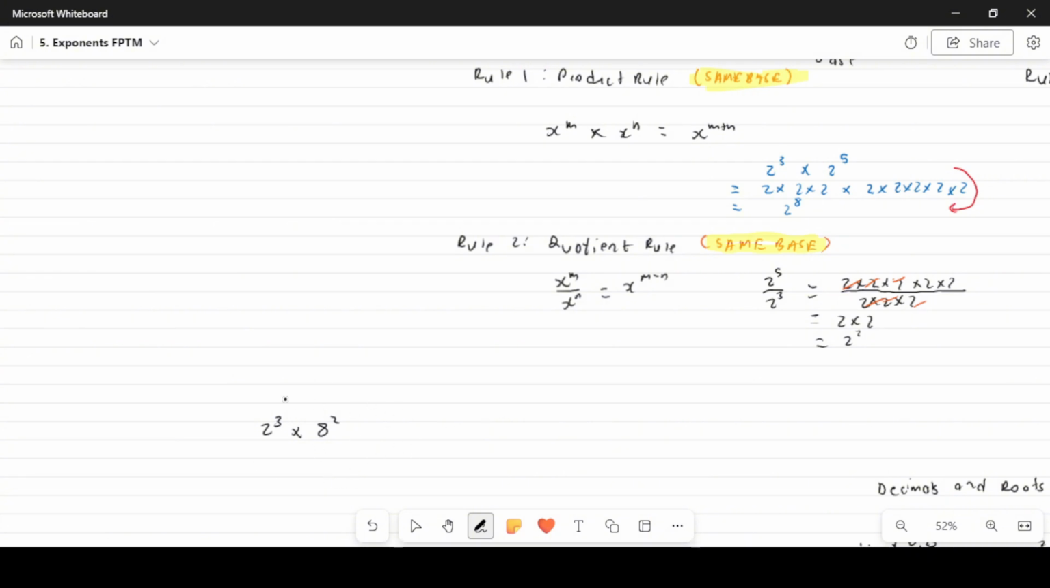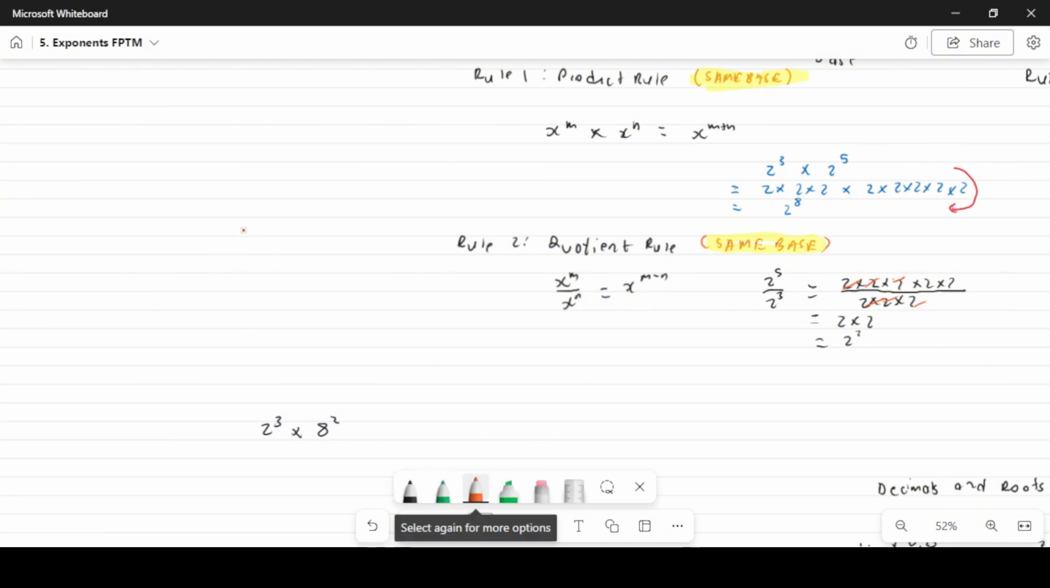So the way we have to do this, because we are dealing with a product here, you have to use the product rule. Do you understand? Because we are dealing with a product, we have to use the product rule. And that's very important because there's something that we need to note, is that we have to ensure that the bases are the same.